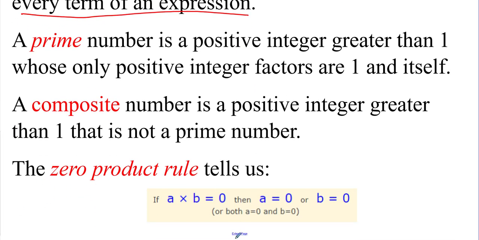And then we have this thing called the zero product rule. This tells us if we have something like a times b equals 0, then if a is 0 or b is 0, it works. Or if both a and b are 0, any way you slice it, those are going to equal 0. That's just how it is with the zero product rule. Them's the rules.